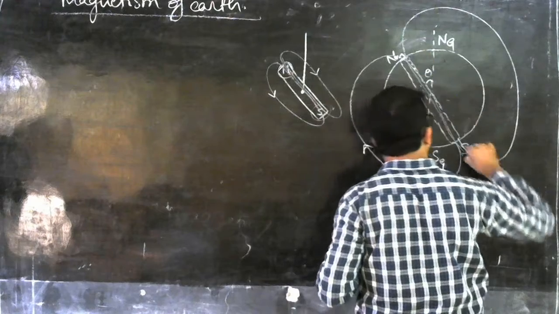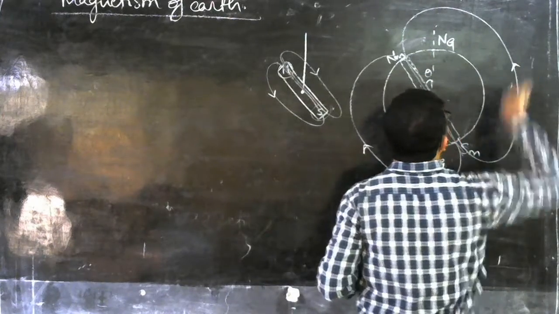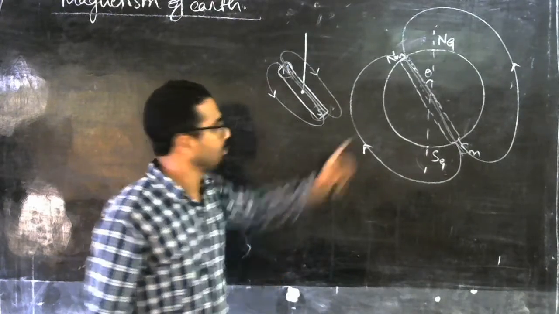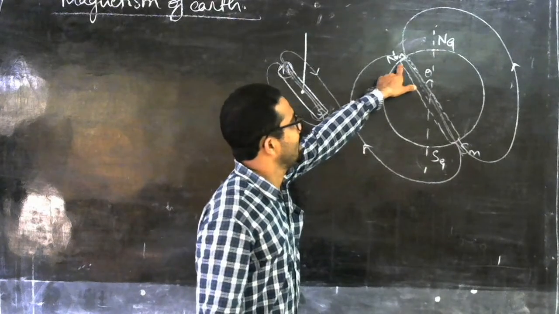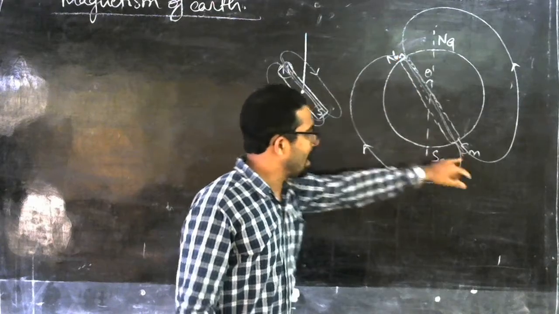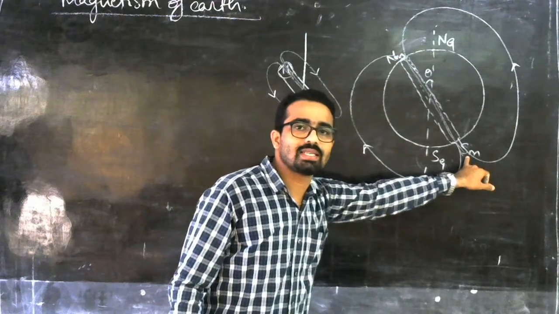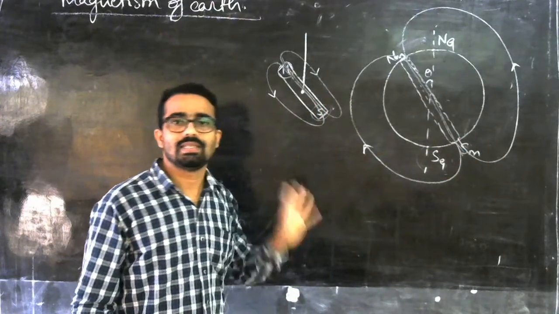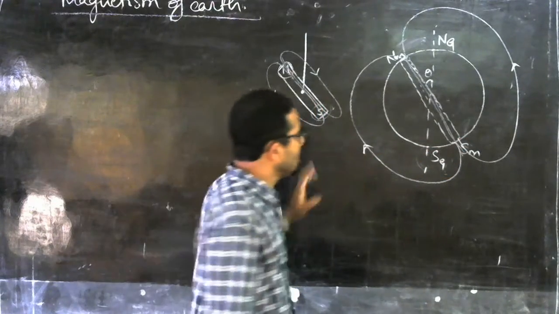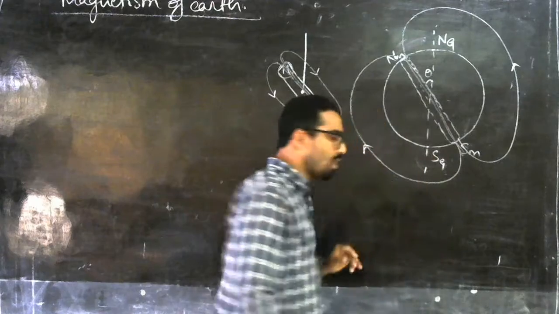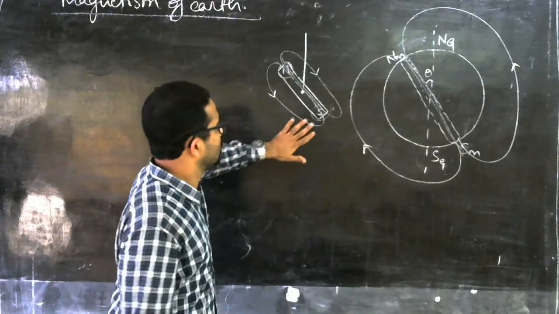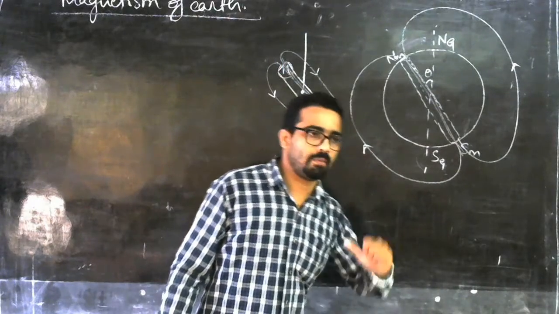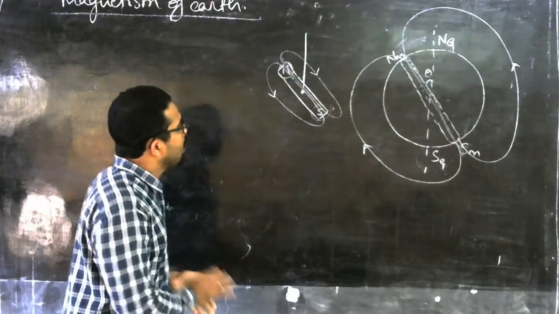The magnetic field lines of Earth are from south to north, because the geographic north pole acts as a magnetic south pole and the south pole will act as a north pole. So that is why our concept is the same. Understood? So this is about the Earth's magnetic field lines, and this is about the magnetic field lines of the magnet.